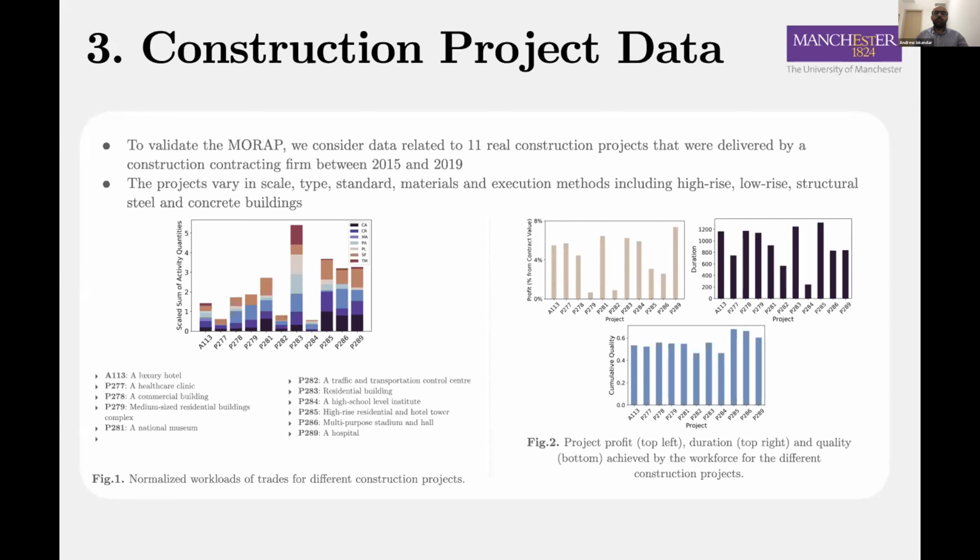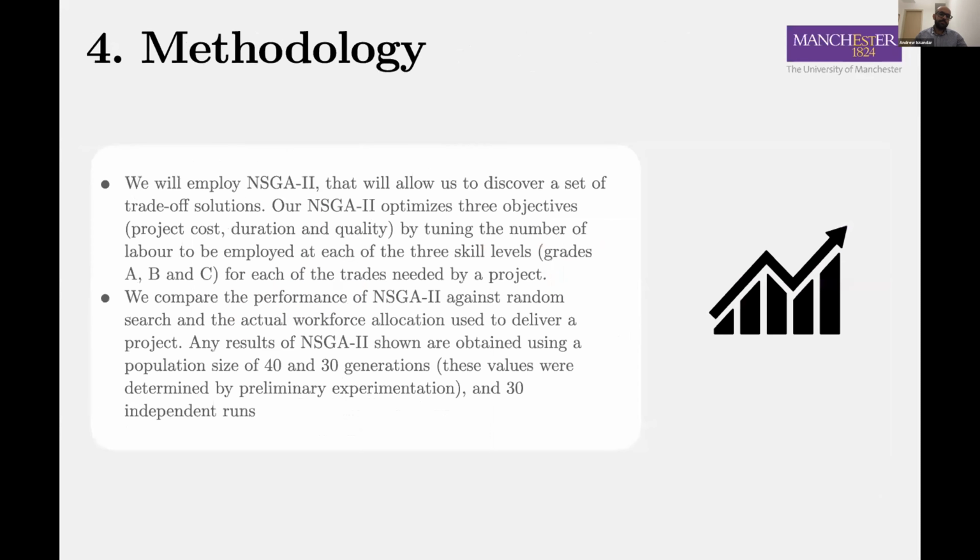Figure 2 on the right illustrates the values of the objectives that we aim to optimize in this research, which are basically profit, which comes from the cost, project duration, and cumulative quality.